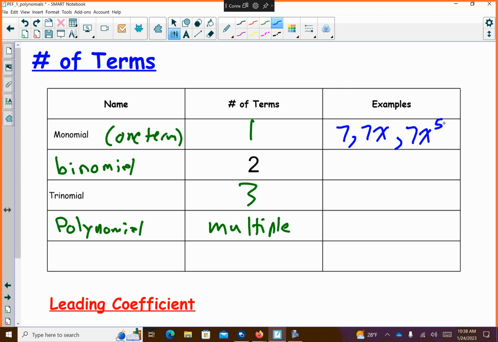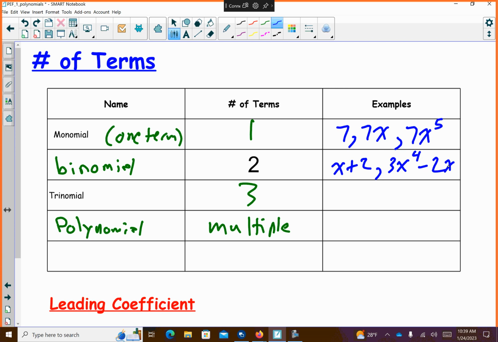A binomial is 2 terms. So you could have something like x plus 2. I have 2 terms. Think about bicycle. A bicycle has 2 wheels, right? Binomial has 2 terms. There's 2 terms. A term is separated by an addition or a subtraction sign.